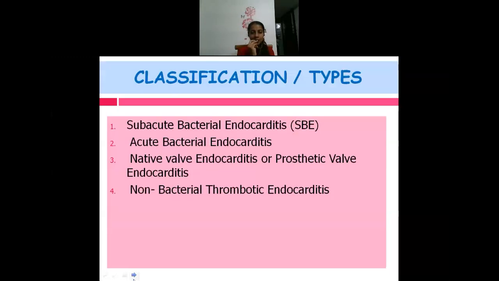Now, moving on to the types, we have got different types of endocarditis. The most common type of endocarditis that we see is subacute and acute bacterial endocarditis. We'll see in detail regarding each one of it. So the classification is subacute bacterial endocarditis, acute bacterial endocarditis, native valve endocarditis, which is also called prosthetic valve endocarditis, and non-bacterial thrombotic endocarditis.